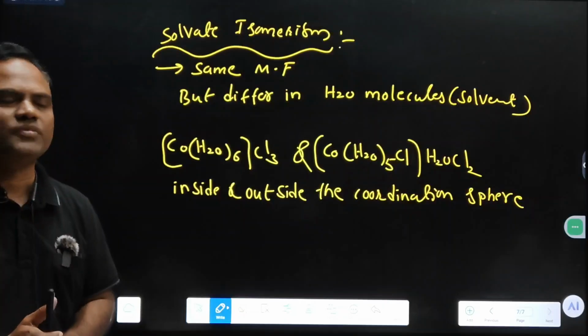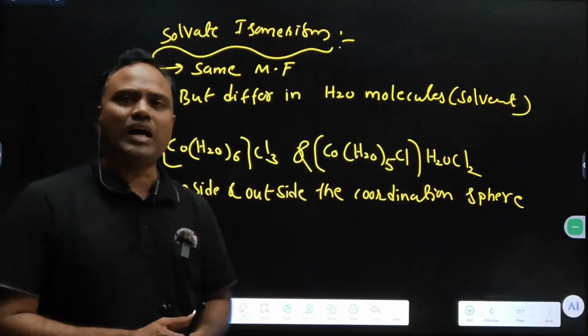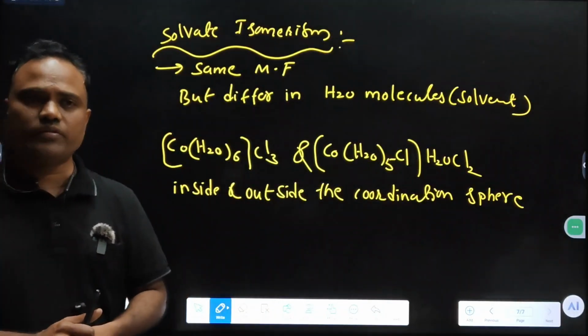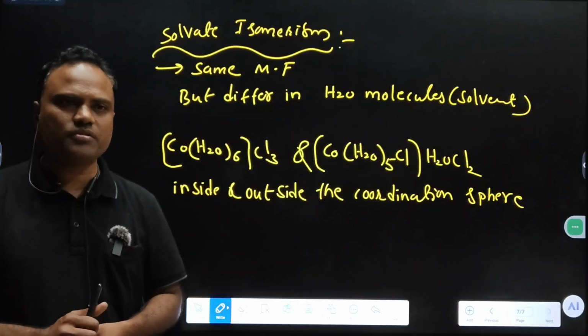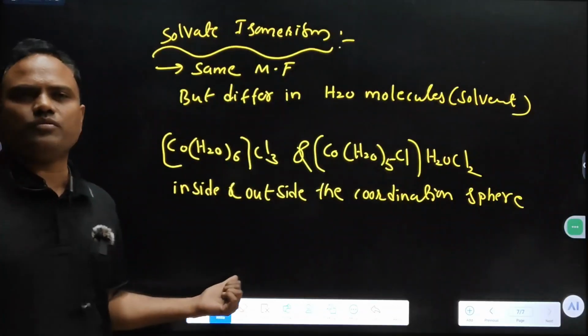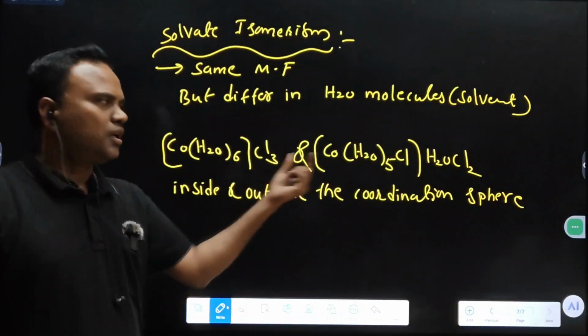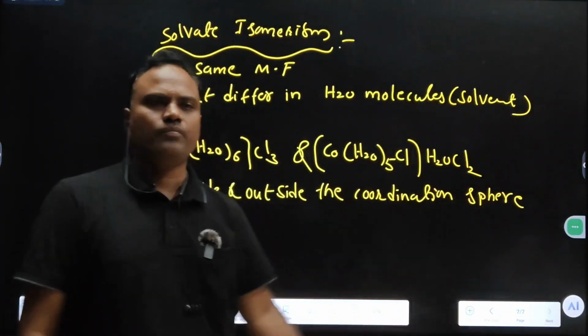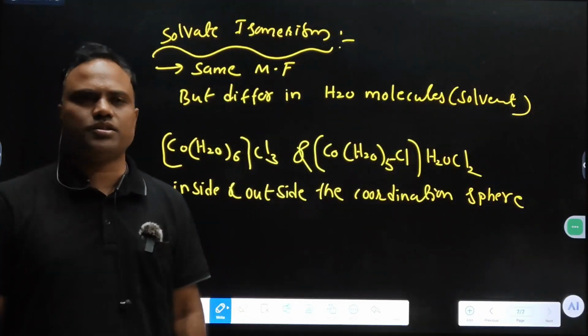Okay. Can we consider these two as ionization isomers? No. If we dissolve this in water, we will get chloride ion. Here also we will get chloride ion. We cannot consider these two as ionization isomers.